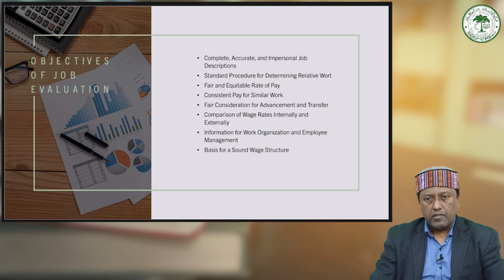Next objective is information for work organization and employee management. Job evaluation serves as a valuable source of information for various organizational purposes, including work organization, employee selection, training, and other crucial aspects of human resource management. Next objective is basis for a sound wage structure. The overarching objective is to establish a sound wage structure that reflects the relative value of different jobs within the organization. Job evaluation is a foundation for building a fair and transparent compensation system.